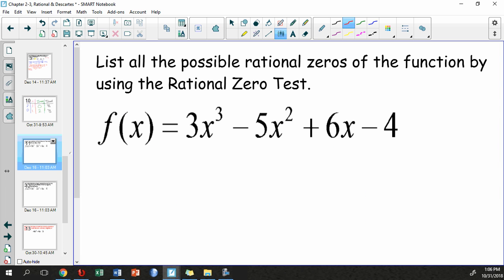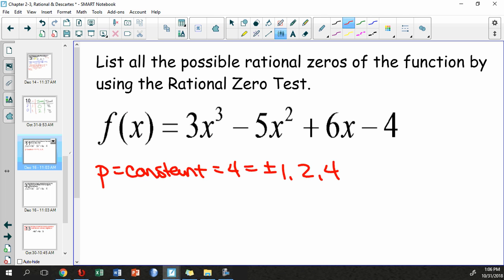P over Q. What is P? Is it your constant or your leading coefficient? It is your constant, okay? So P is known as your constant, which in this case is going to be 4. So what are all the factors of 4? Very good. What is Q? That's your leading coefficient, which is going to be 3, and that's plus or minus 1 and 3. Would you agree?